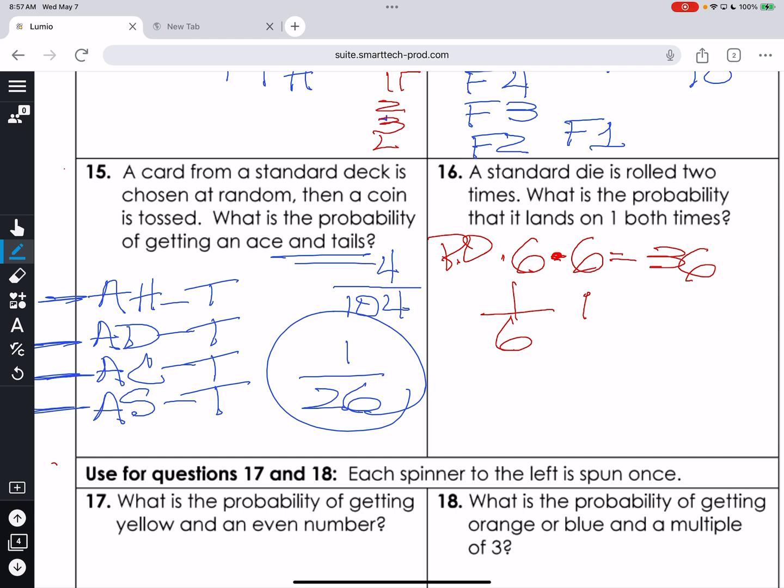Roll a die, one thing happens, 1 out of 6. The next one is roll a die, one thing happens, 1 out of 6. And then multiply together. Very unlikely that it would happen. All right. And the other way, I guess you could have done it, favorable outcome, we've had a 1 and a 1, which would just be our 1.